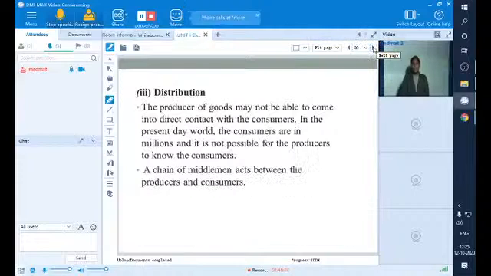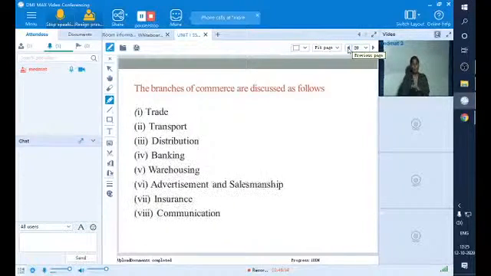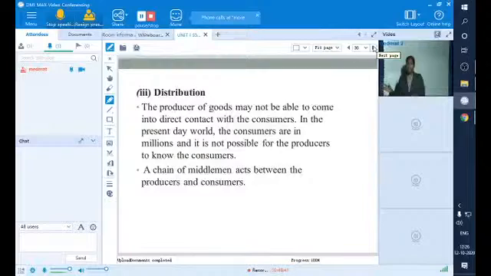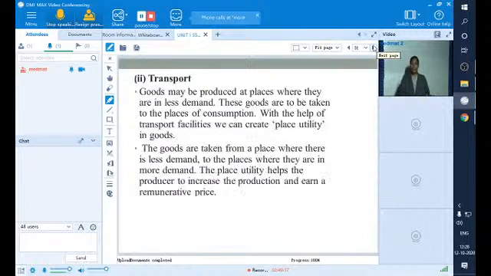Next one, transportation. Transportation means you are going to transport the goods from one place to another place, a transportation facility. Third one, distribution. The producers of goods may not be able to come into direct contact with the customers. In the present day world, the consumers are in millions, so we can't go to each consumer and sell our goods. It is not possible for the producers to know the consumers. So here a chain of middlemen will act between the producers and the customers. That is distribution.